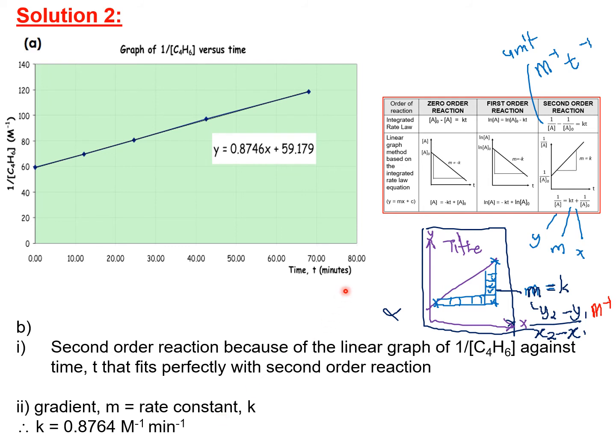X axis, unit dia apa? Minute. Okay, so per molar bagi dengan minit, you dah akan dapat apa unit dia? You akan dapat per molar per minute.